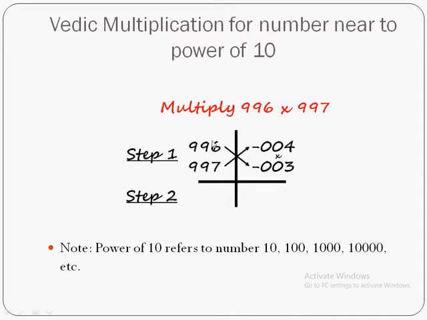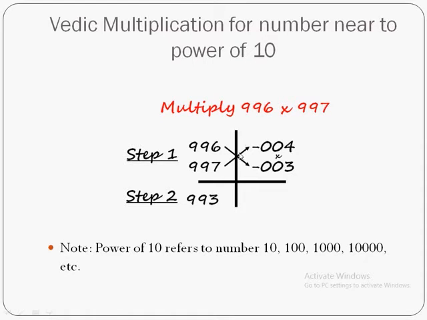So what I will write is minus 004. Now 997 is short by 3, so I will write minus 003. Now the same step, I have to add them crossly. If I add 997 with minus 4, it will give me 993. And when I am adding 996 with minus 3, it will give me again 993. So the first answer will be 993.